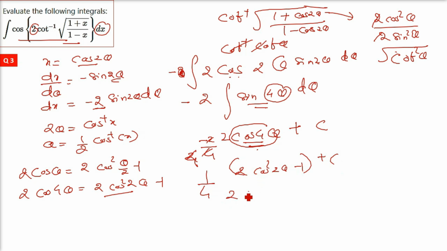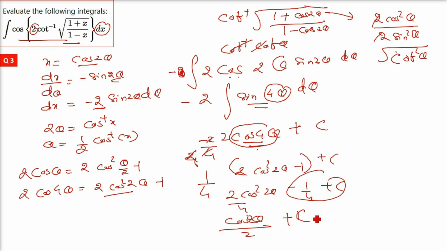Now multiply this inside. So 2 cos square 2 theta into 2 by 4, minus 1 by 4. Now this cos square 2 theta into 2 by 4 is half only. But minus 1 by 4 will again be a constant. So this cos 2 theta was what? It was x only, if you remember. Initially we have placed x equals to cos 2 theta.